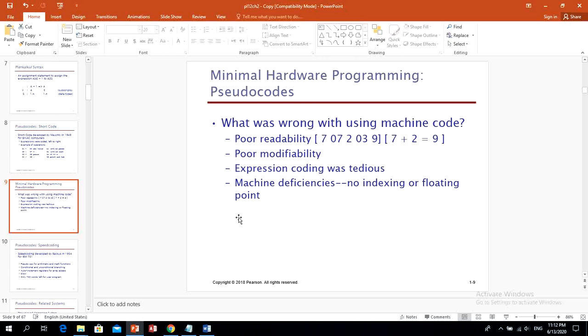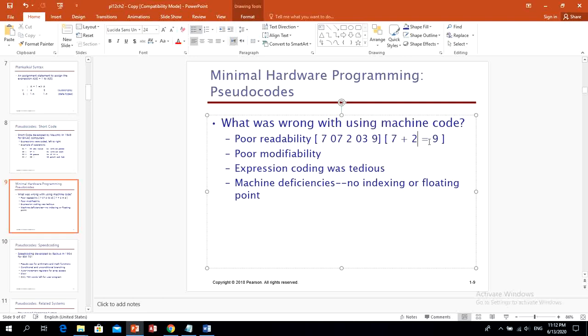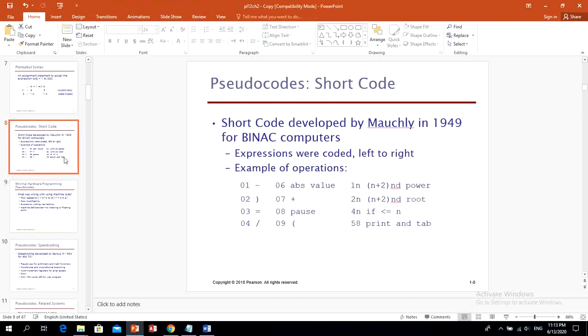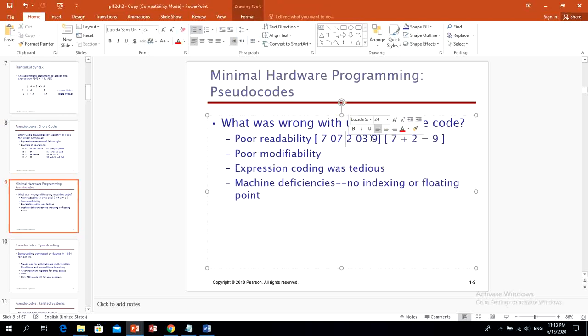It has no indexing or floating point variables and stuff like that. This is an example. In order to write an expression like 7 plus 2 equal 9, you have to use a combination of numbers, like 7 plus, we use 07, so 2, this is 2. Okay, so 7 plus 2 equal, because 03 is equal, as we mentioned earlier. 03 is equal. So here, 7 plus 2 equal what?